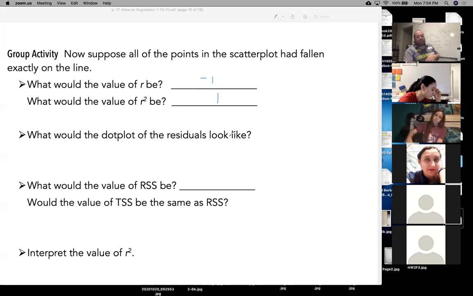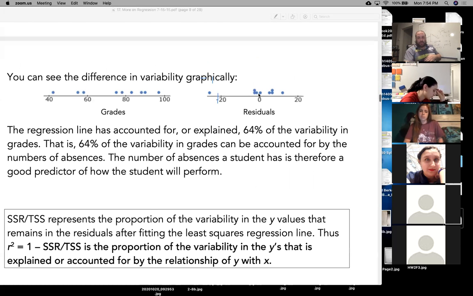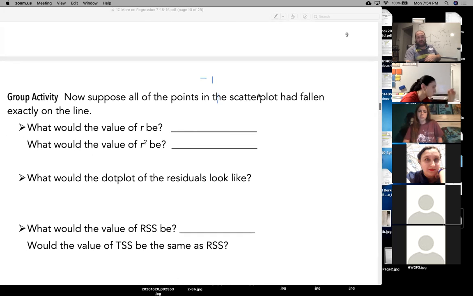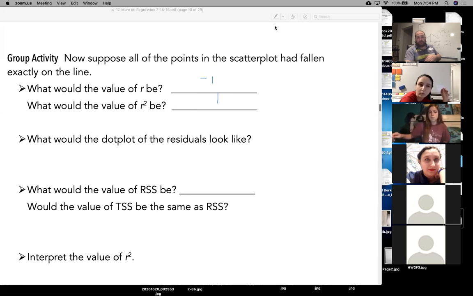What would the dot plot of the residuals look like in that situation? Remember what the residuals were in that little picture we just drew. The residuals were a measure of how spread out the unaccounted part is, correct? If there's no unaccounted part because it's 100% explained, then all of the residuals would be in the center. Exactly. You'd have all the dots right at 0. All of them would have no residual whatsoever.